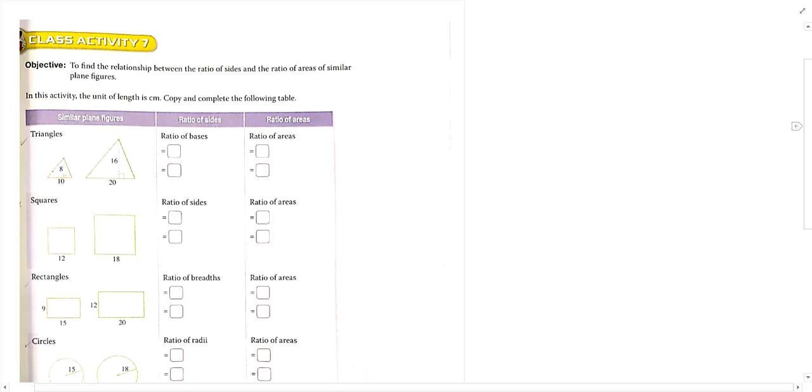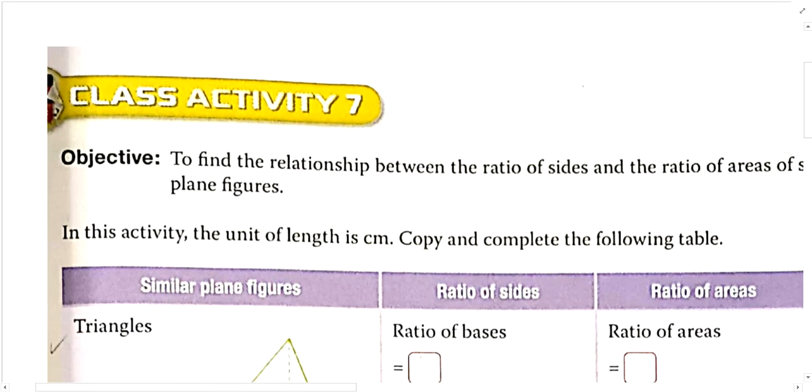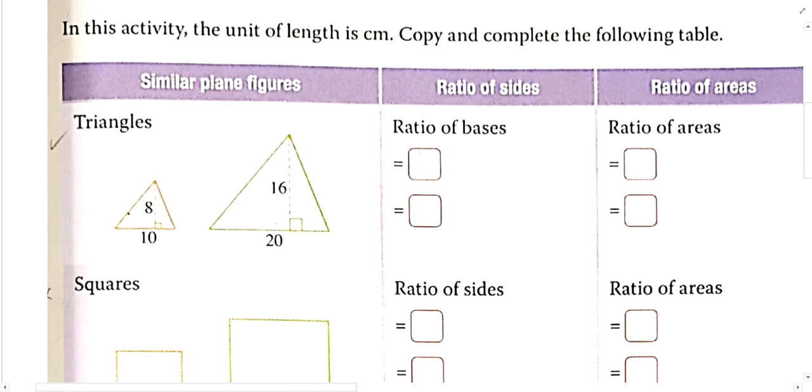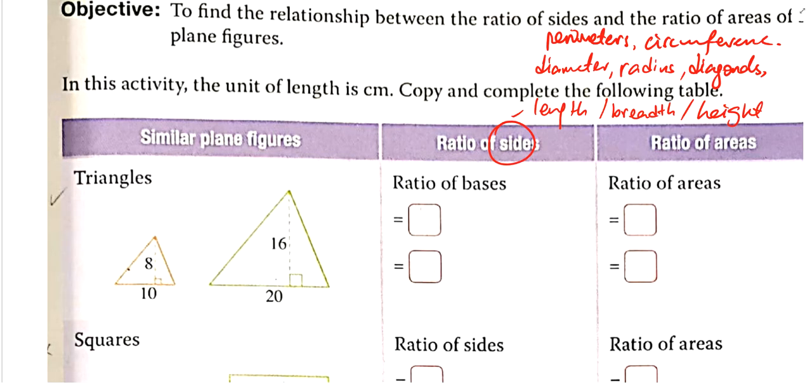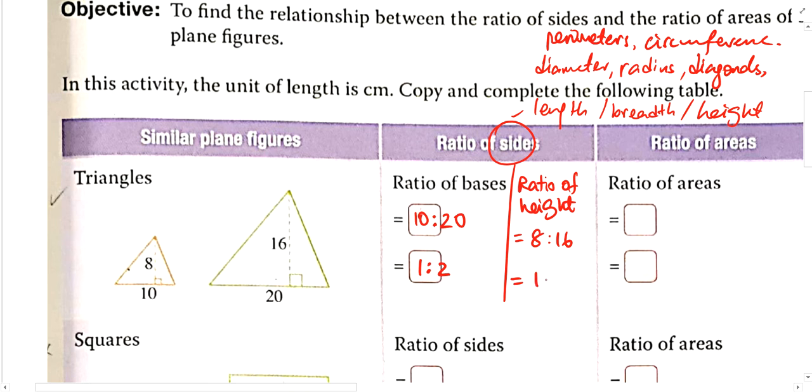Now we'll go on to 4.3 already. There's a class activity that I want you to do. Please turn to your textbook for class activity 7. We have as the ratio of base 10 to 20, which is actually 1:2, right? Quite simple, right? Okay, how about now? I want to talk about the ratio of height. What is the ratio of height now? 8:16, which is actually 1:2.